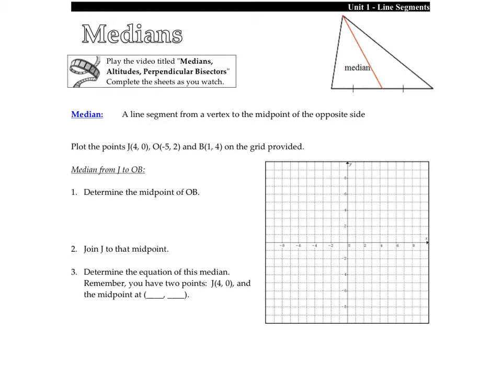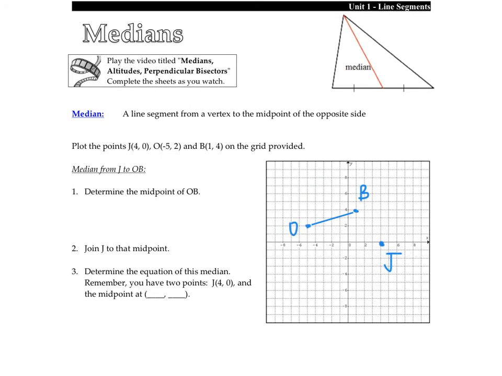Okay, so the first thing we are going to do is plot our points. We have a point at 4, 0, and that's J, at -5, 2, and that's O, and at 1, 4, and that is B. Okay, and that's our triangle. We're going to find the median from J to OB. First, I'm going to connect my dots to create my triangle, from B to J, and from J to O.